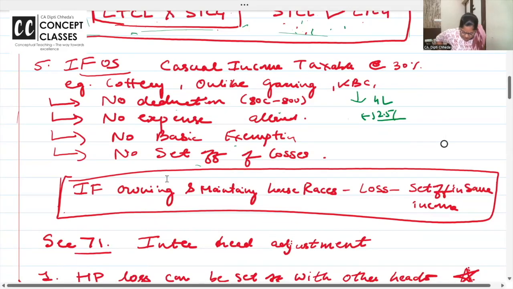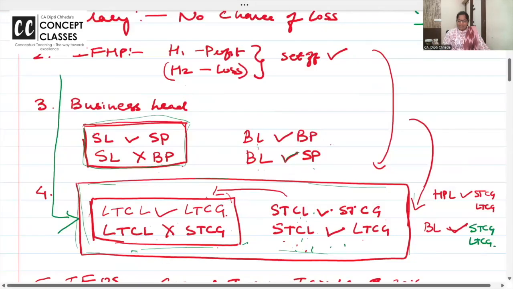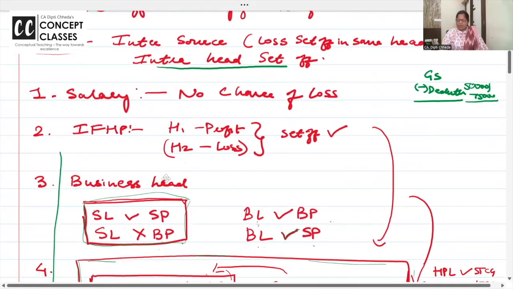In income from other sources, the only case where loss is to be carried forward is if you are owning and maintaining horse races. Yeah, in Hyderabad also we have a race course. So in horse races ke business mein, if there is a loss, you can carry it forward to be set off in horse races. Other than this, income from other sources also has no question of loss. Like salary, no question of loss.